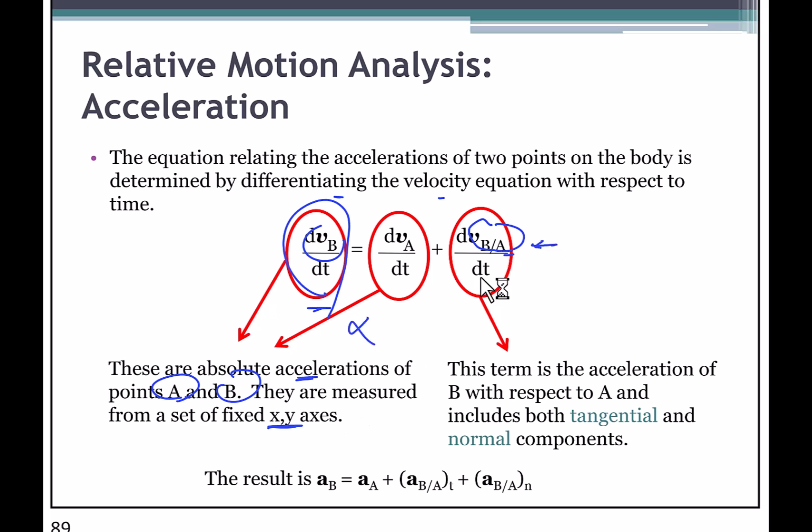But this component is the acceleration of B with respect to A, and it includes both tangential and normal components. There is a possibility that point B rotates about point A, so in addition to the normal we have tangential. The result is the acceleration of B is equal to the absolute acceleration of A plus the tangential component of the acceleration of B with respect to A plus the normal component of the acceleration of B with respect to A. So we're accounting for both components.